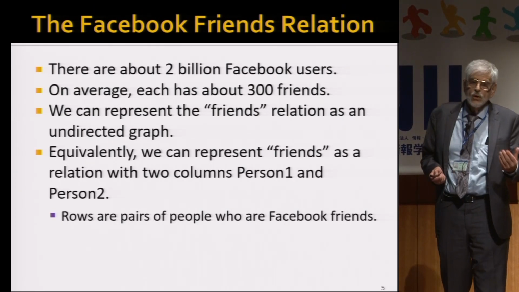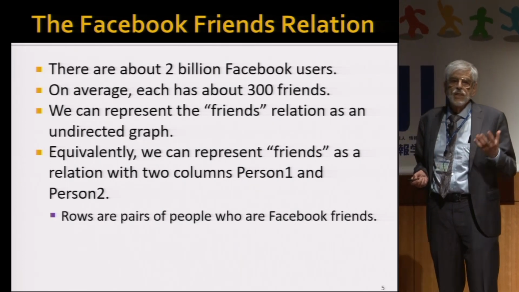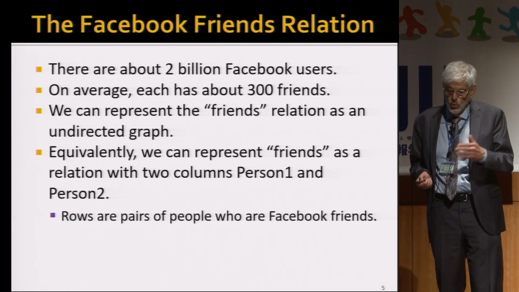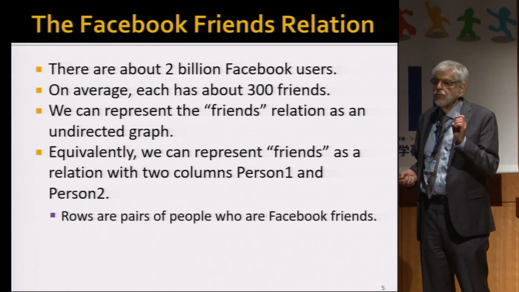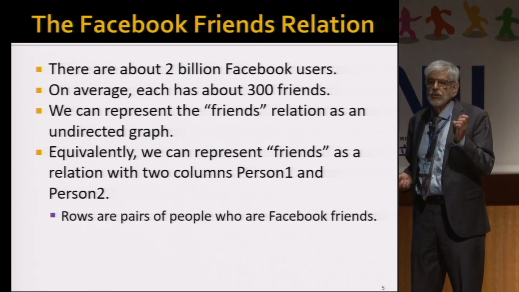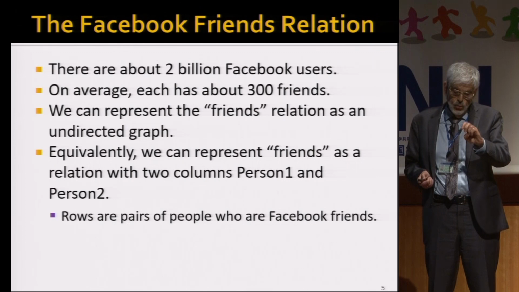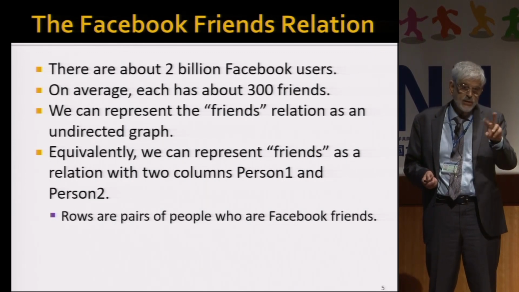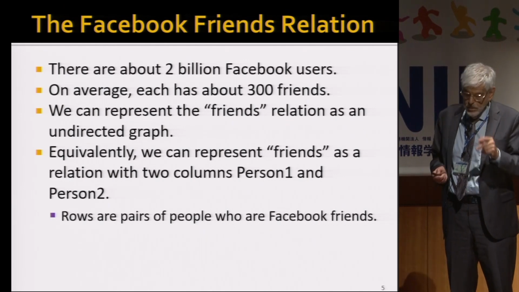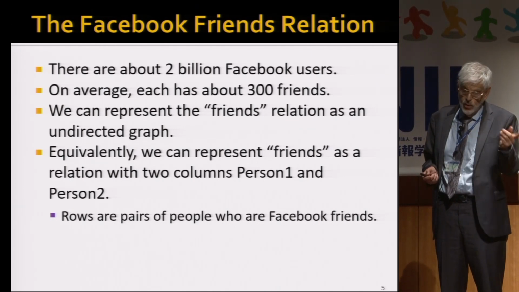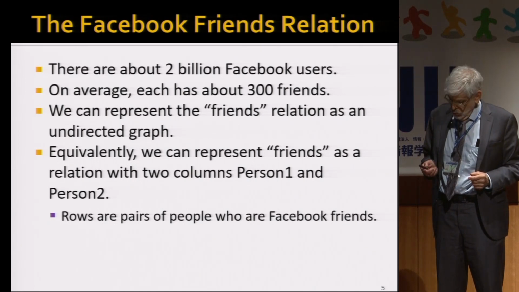We can also represent the same information as a relation that has two columns. We'll call it person 1 and person 2. And for every pair of Facebook friends, you've got a row in which one is person 1, the other is person 2. So there actually will be two rows representing the same pair of friends, depending upon which is person 1 and which is person 2.